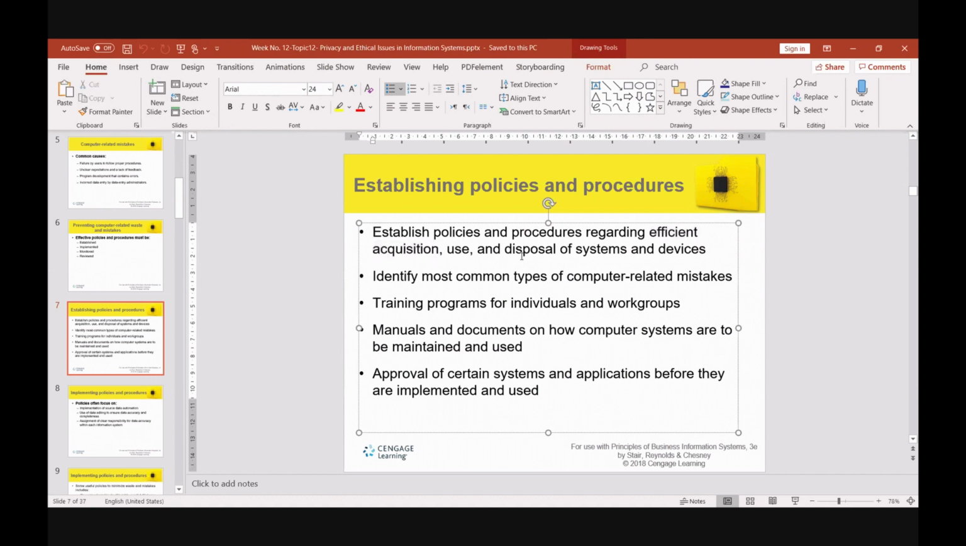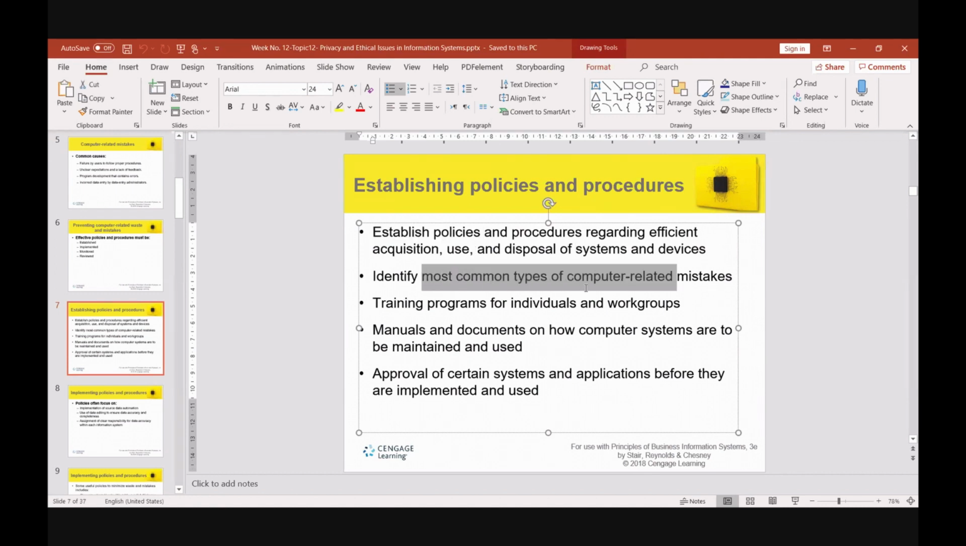Use, and disposal. Disposal is discarding. Dispose of. Get rid of. So we want to replace our old computers with Apple computers, so we want to dispose of the old systems. So there must be policies for that.